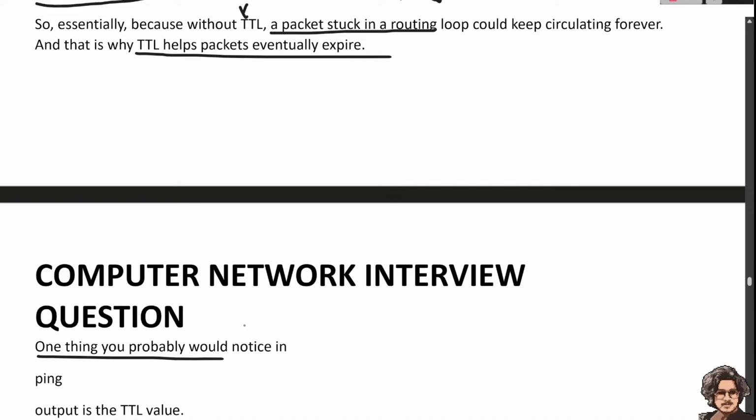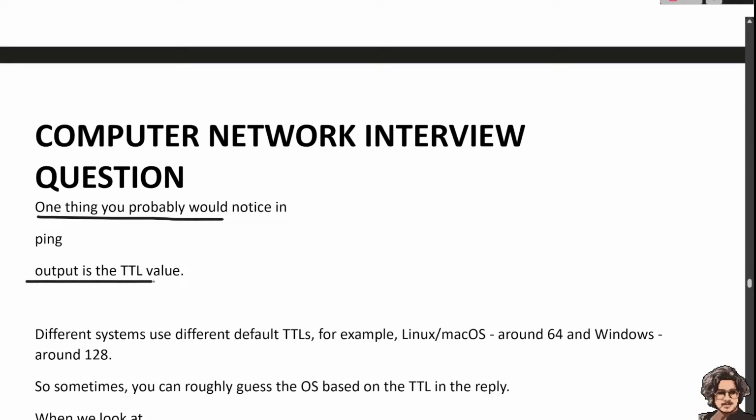One thing you would probably notice is that the ping output shows the TTL value. Different systems use different default TTLs. For example, Linux and macOS use around 64, and Windows uses 128.